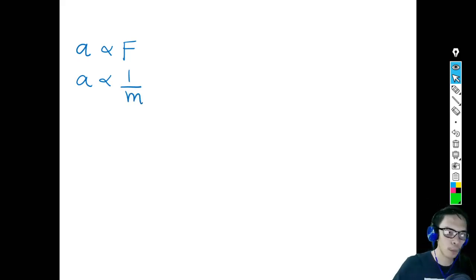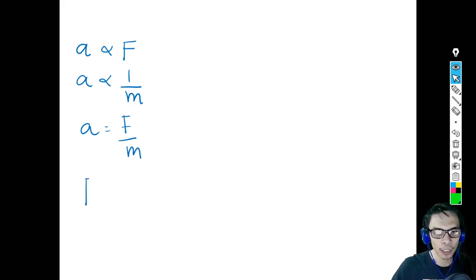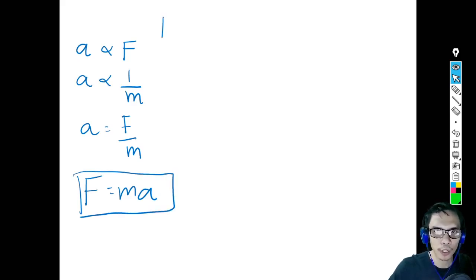If we combine these two relationships together, we can come up with this particular formula. Rearranging this formula will give us force equals mass times acceleration, F = ma, where force is measured in newtons.